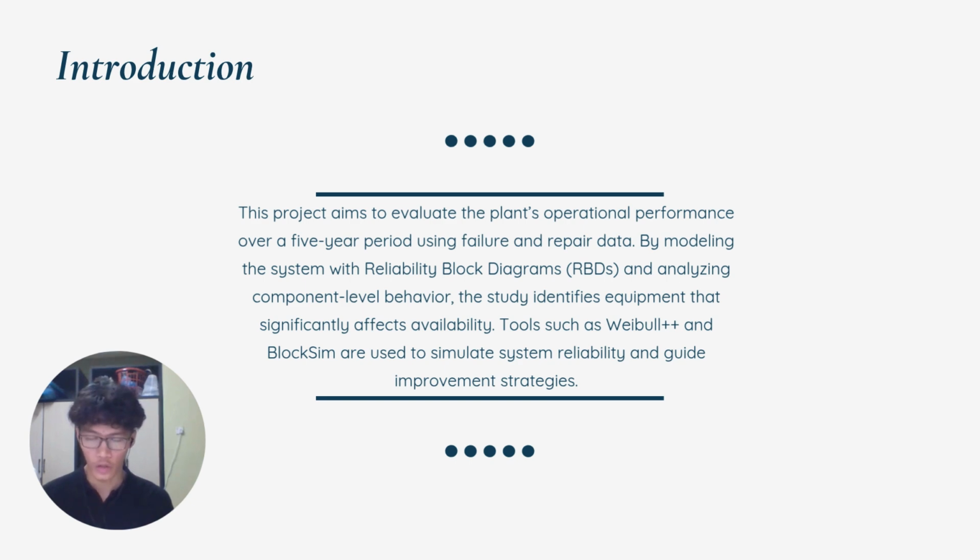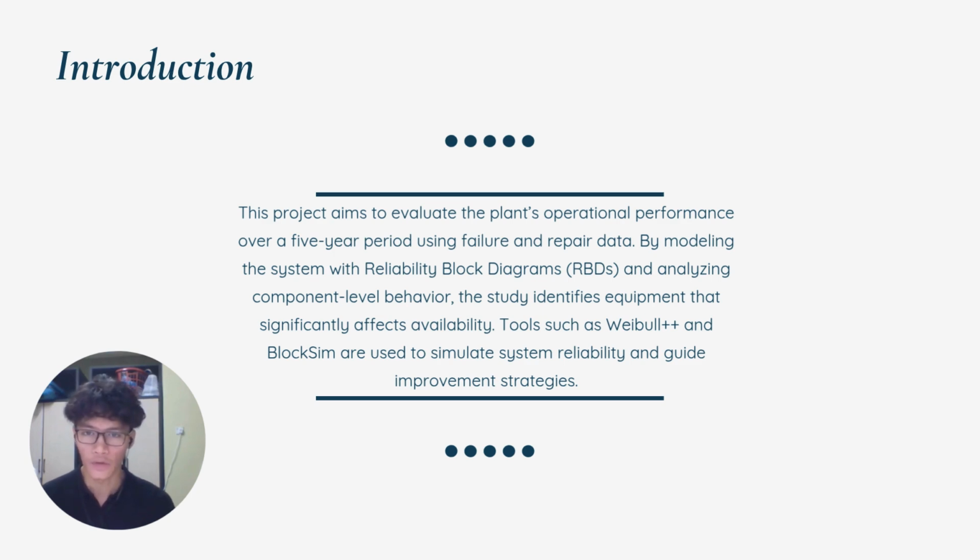This is an introduction of our case study. This reliability and maintainability study focuses on a natural gas processing plant with a daily input of 100 million standard cubic feet split equally between medium pressure and high pressure streams. The facility processes raw gas into pipeline quality fuel through separation, compression, acid gas removal, dehydration, and NGL recovery units.